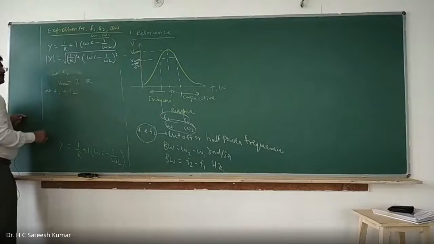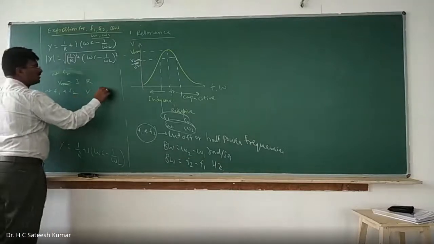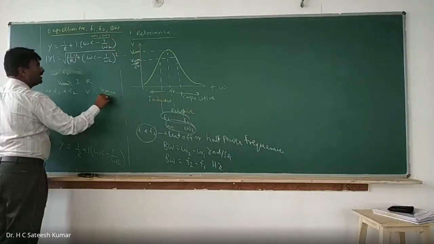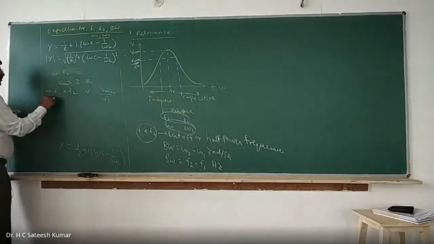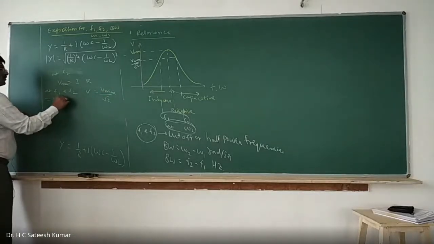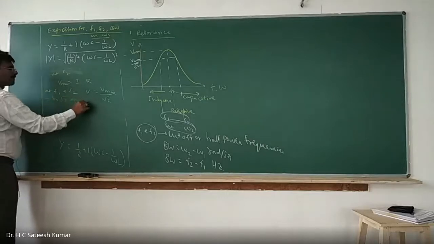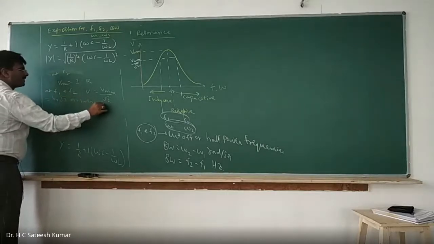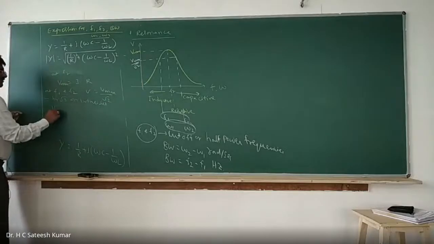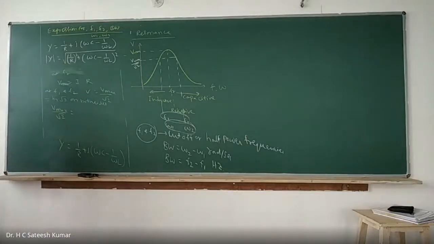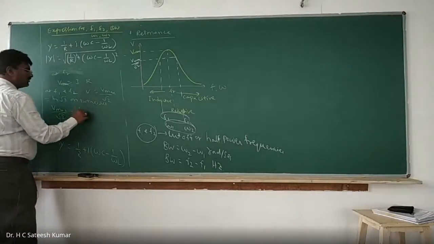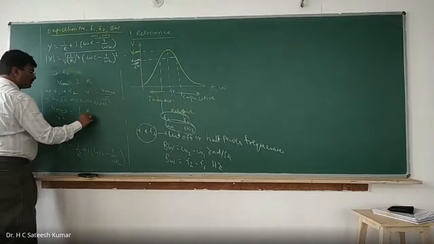What will happen is V becomes V max by root 2. So divide by root 2 on both sides. Therefore, we will get V max divided by root 2 is equal to I into R divided by root 2.